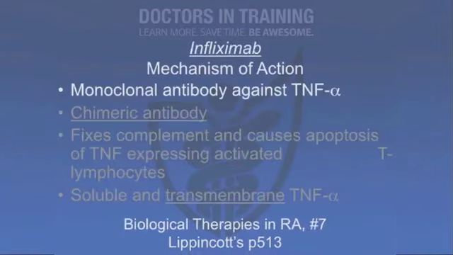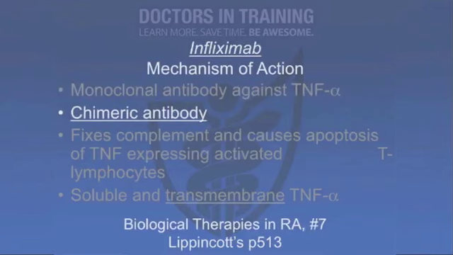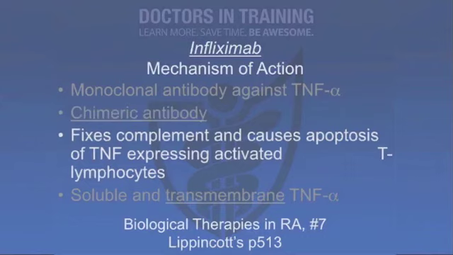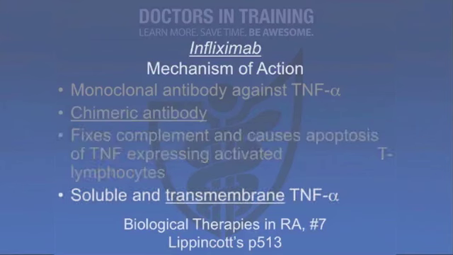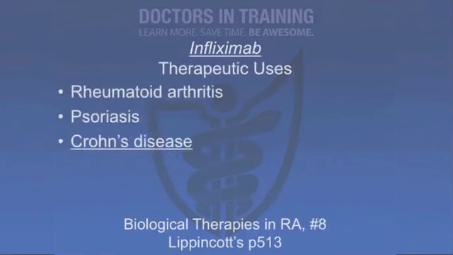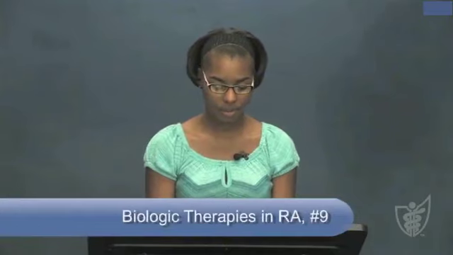It's a monoclonal antibody against TNF alpha, and this one is actually a chimeric antibody. It's human and also mouse antibody. It fixes complement and causes apoptosis of TNF-expressing activated T lymphocytes. It binds to both soluble and transmembrane TNF alpha. We use this one in rheumatoid arthritis, we use it in psoriasis, and we also use it in Crohn's disease. You can use infliximab in stricturing, penetrating, and inflammatory Crohn's disease.